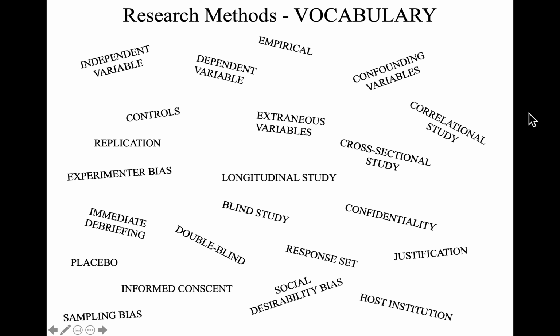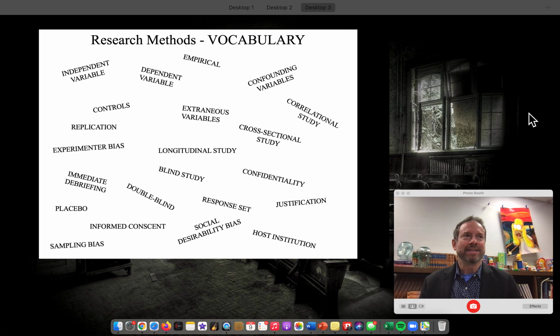A double-blind study is a safeguard to avoid experimenter bias. There are various ways you can do that, such as having somebody else come in who doesn't know which group is which and take the data. Anyway, a double-blind is important to avoid experimenter bias.